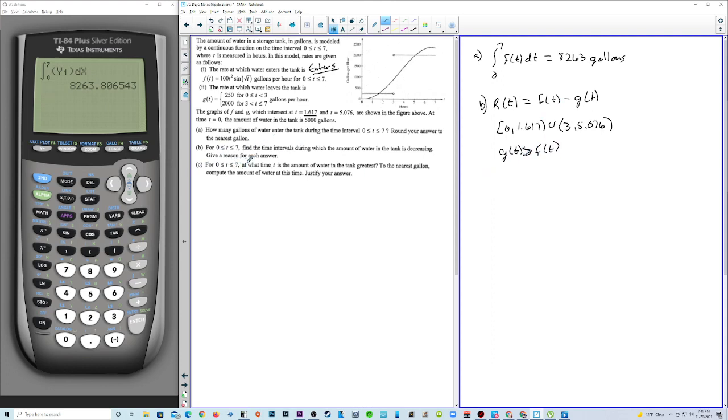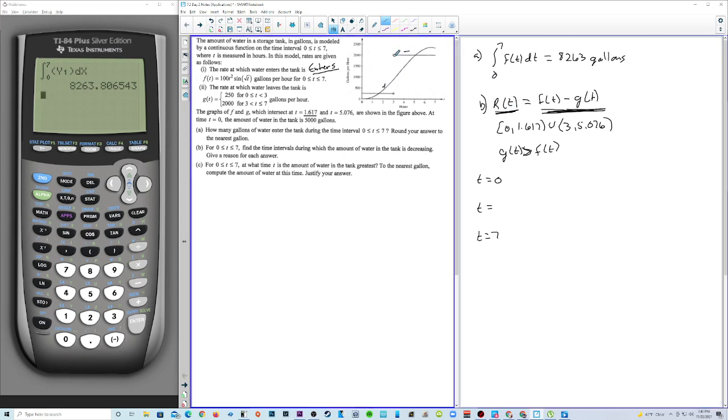C. For 0 to 7, at what time t is the amount of water in the tank the greatest? To the nearest gallon, compute the amount of water at this time and justify your answer. Well, let's do the endpoints, 0 and 7, and we'll also need when this rate changes from positive to negative. And that's going to happen here because f of t will be bigger than g of t, and then after 3, g of t is bigger than f of t. So that means the overall rate went from positive to negative across 3. And that's when you find maximums, when the rate or the derivative goes from being positive to negative.